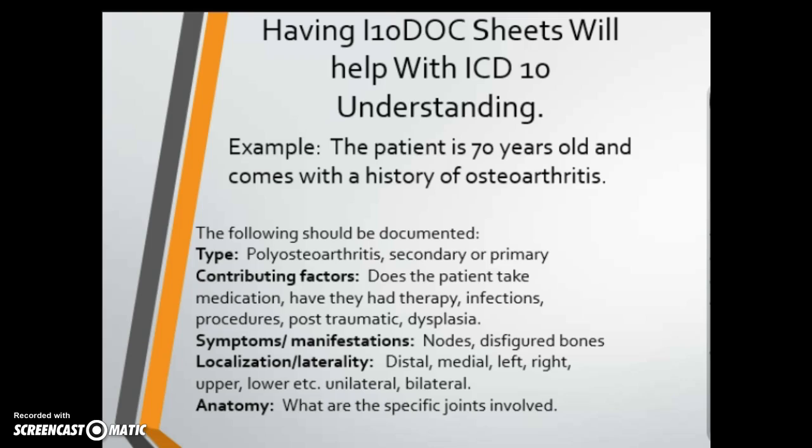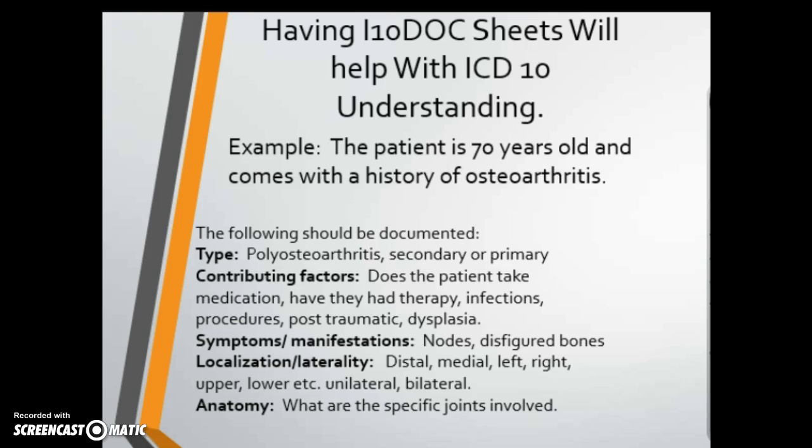Here's an example. Our specialty here is, let's say, an orthopedic provider, and they're going to see a patient who has a history of osteoarthritis. What are the clinical concepts that need to be documented for this type of condition? They're in bold print here. You'll see that we need to know what type of osteoarthritis the patient has. Is it secondary or primary osteoarthritis? If that information is available, please provide it.